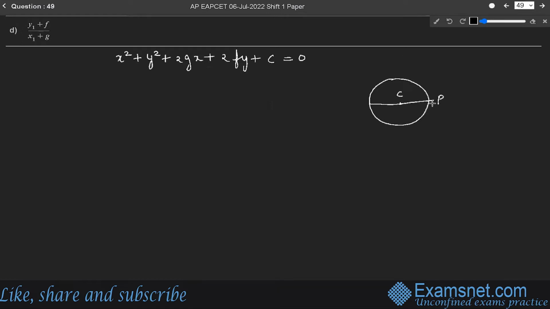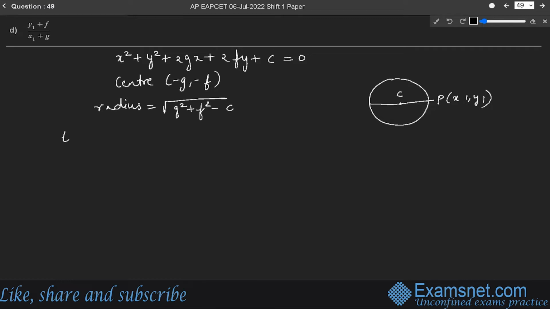Let this be the point P, which is x1 comma y1. We know that the center of a circle is minus g comma minus f, and the radius is equal to under root of g square plus f square minus c. And we know that the normal passes through the center.